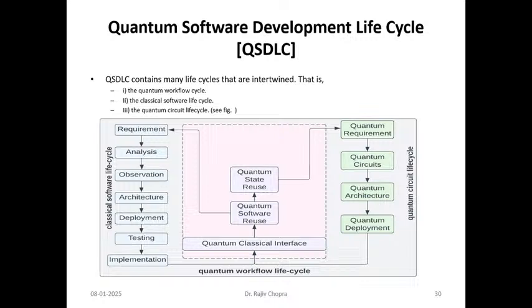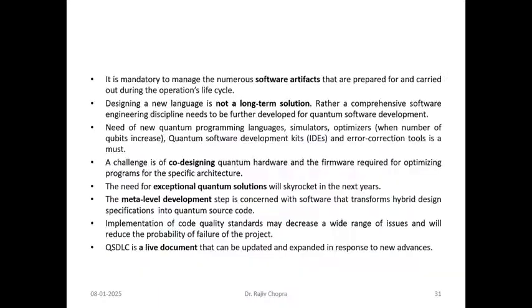So in this we can use quantum state reuse as one of the inputs, and quantum software reuse is also an input. So the classical-quantum interface has been there. This shows the quantum workflow life cycle, and some points have been written on it. Some challenges are there.